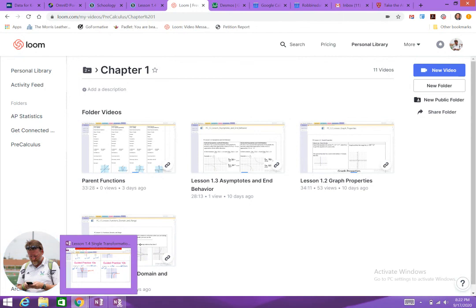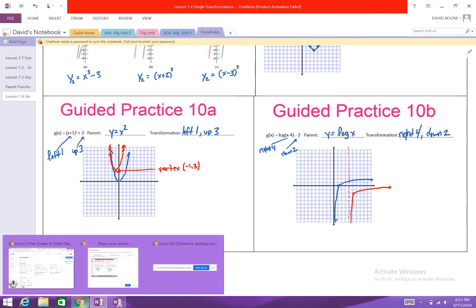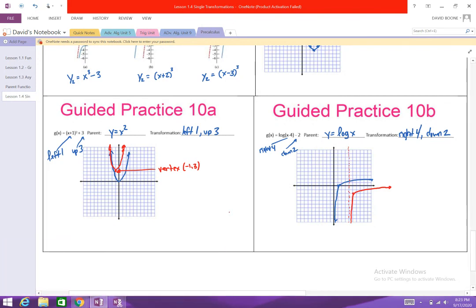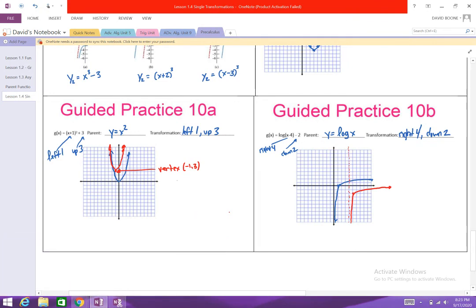All right, so you can see the answers now that you would have gotten or should have gotten. Notice again that this graph here was just that original parabola, and it's been moved to the left 1 and up 3. So the blue one here is the original one. The red one is the translated parabola.